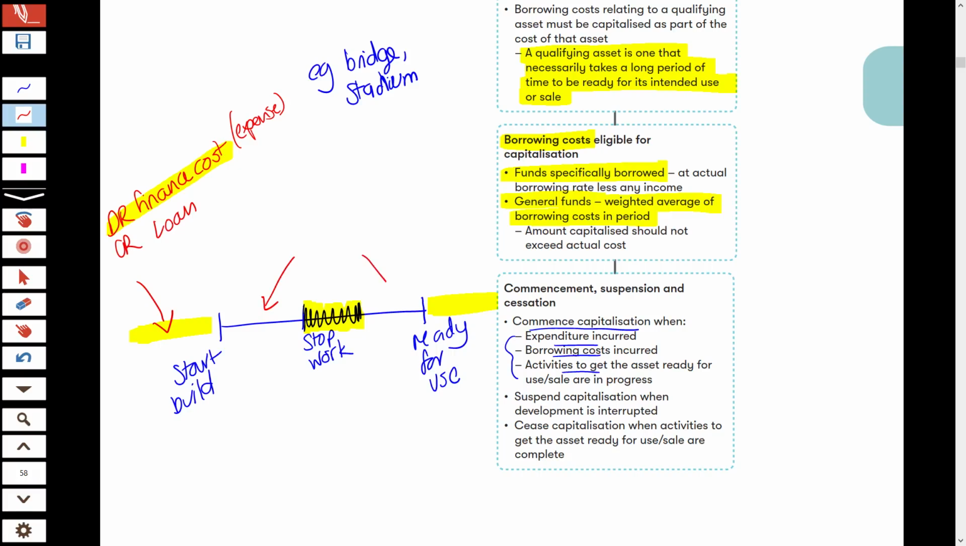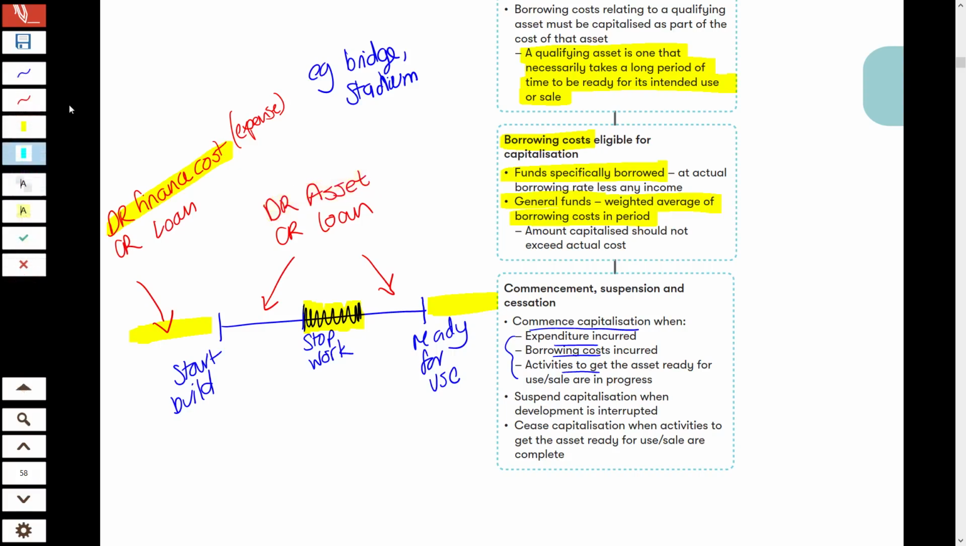However, in these periods here, what we get to do is debit the asset, or our PPE, instead. So it's nice, we're showing an asset instead of an expense because it is the cost related to that asset. So in these periods here, what we can do is debit that asset instead of debiting an expense.